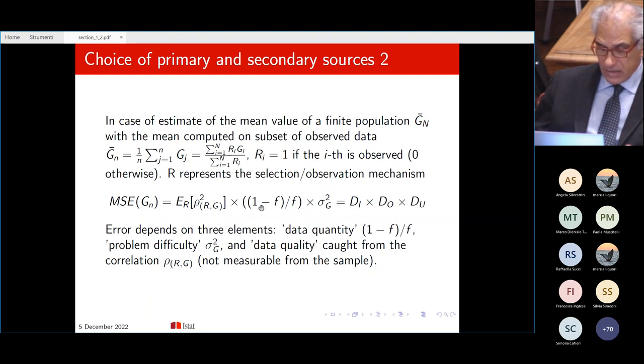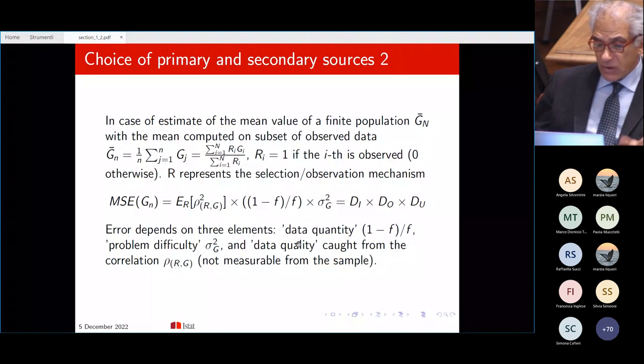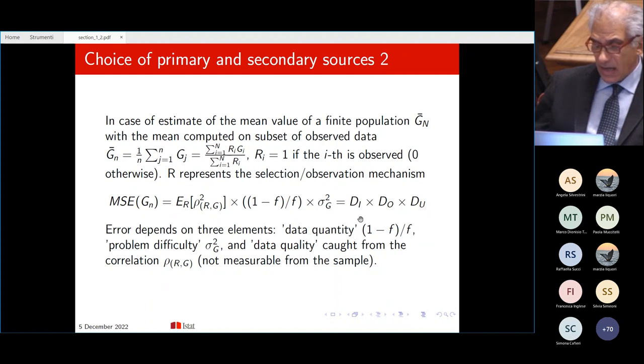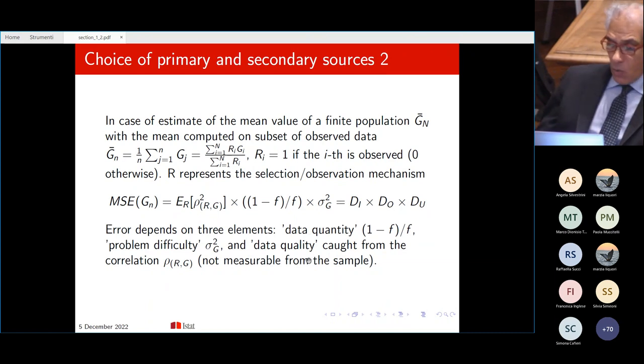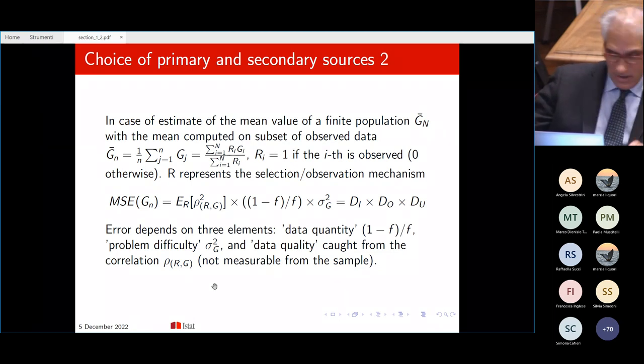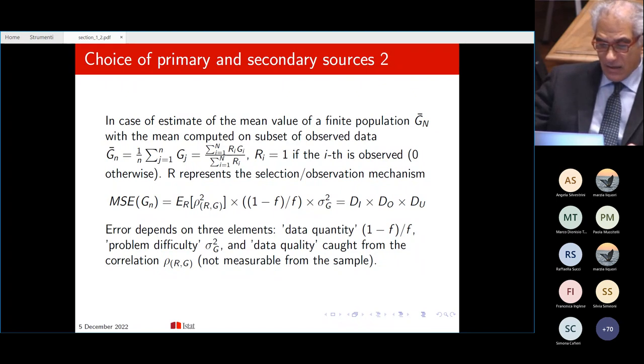data defect index. Then we have the dropout odds index related to the data quantity, how many observations we have with respect to the population, and then what is called data difficulty, depending on the variability of the variable of interest. The first one is data quality, the second is data quantity, and the third is data difficulty.